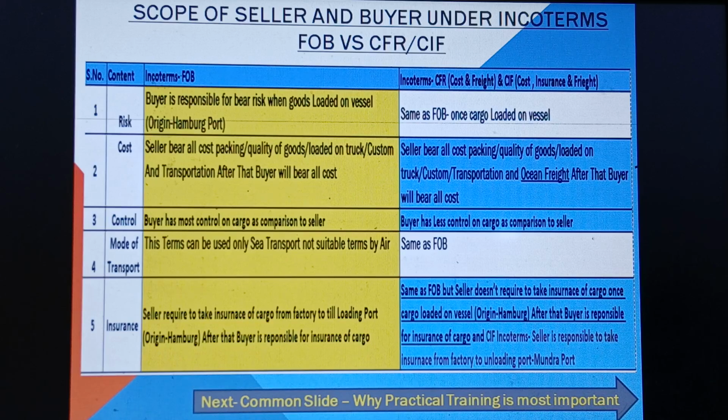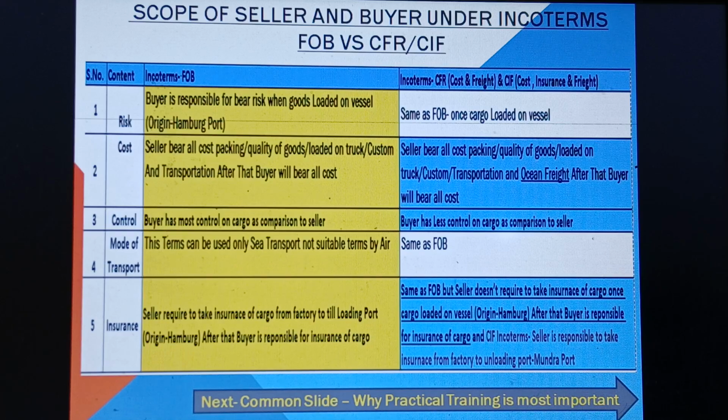This is typically and technically the point where the risk has been transferred to the buyer. So you can understand, the seller just delivers the cargo until it is loaded at the origin port, and the responsibility is transferred to the buyer. That is why I mentioned the buyer is responsible for bearing risk when goods are loaded on the vessel. The same as FOB, once cargo is loaded on the vessel. The same for CFR, same for CIF.